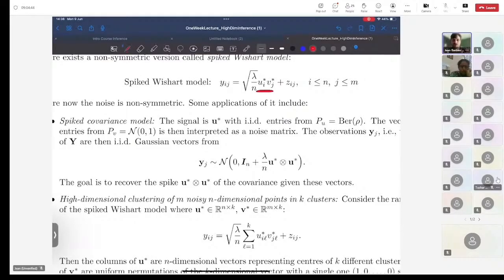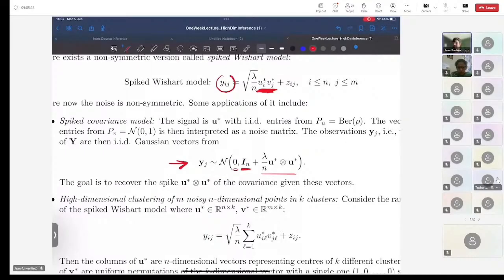you have two vectors, U and V, and what you are measuring are noisy versions of the pairwise product between component I of vector U and component J of vector V. Then this model is equivalent to saying that what you observe are Gaussian vectors, which are the columns of this matrix of observations, which have zero mean and whose covariance is basically the identity plus a rank 1 matrix.